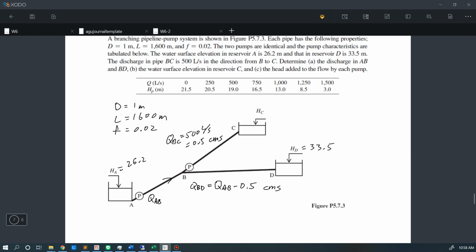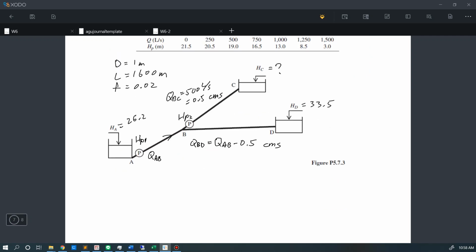Besides the flow rates, we also need to solve the water surface elevation for this reservoir C. And we also need to solve the head for each pump. So this is pump 1, this is pump 1, and this is pump 2. So follow a similar procedure as previous problems.